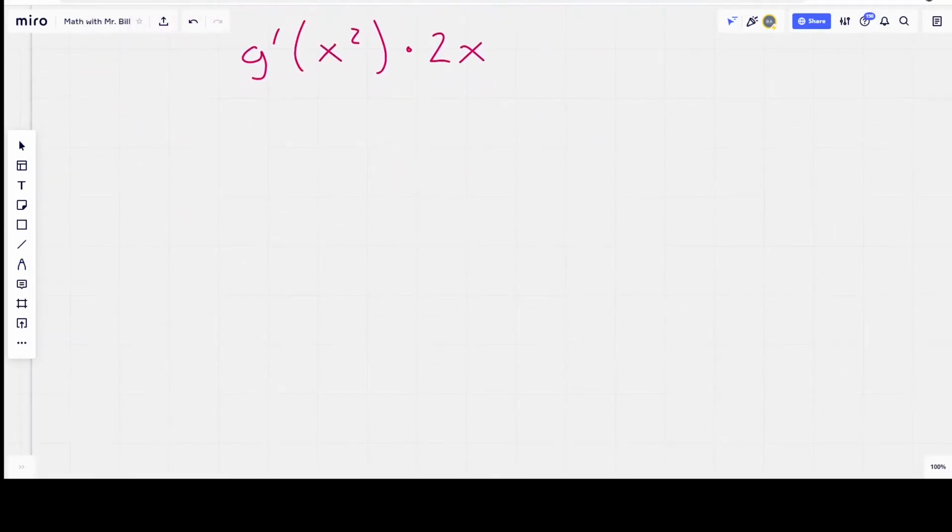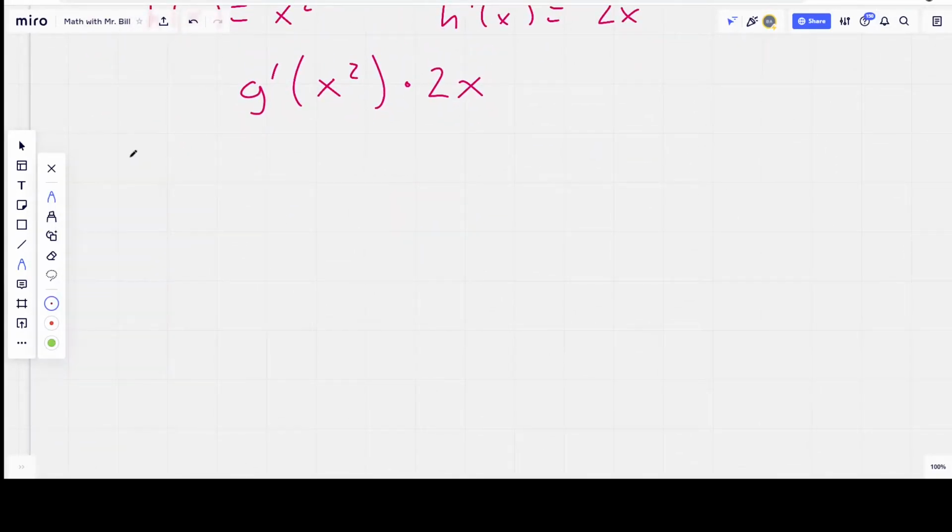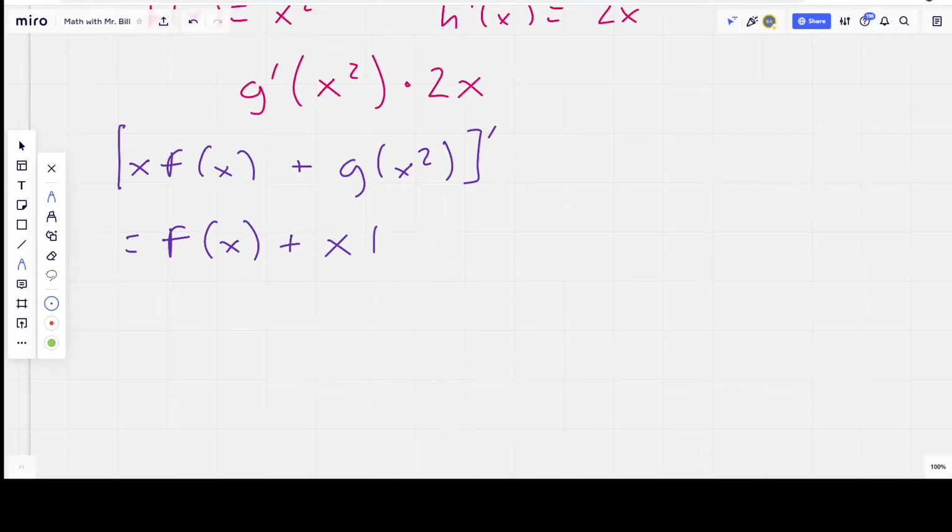Okay, so now putting everything together, our expression was x times f of x plus g of x squared. We're finding the derivative of all of that. But that's going to be equal to f of x plus x times f prime of x plus g prime of x squared times 2x.